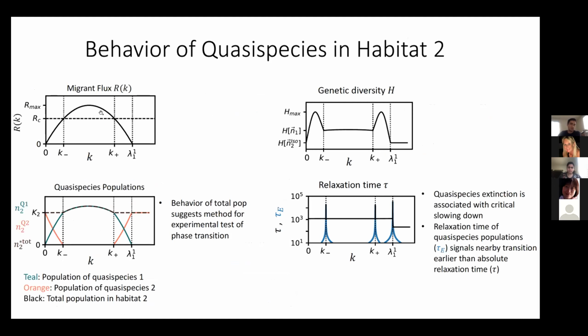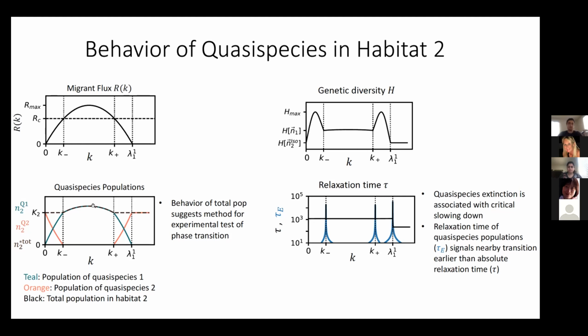This is the plot for the flux we were just looking at, but here summarizing the total populations of the different quasi-species. So on the x-axis is migration rate. For zero migration rate, this orange curve, which is the population of quasi-species 2, the one native to habitat 2, the entire population is just the native quasi-species. But when k is increased, that native quasi-species begins to coexist with the non-native quasi-species, indicated in teal, due to the migrating population. And eventually, for high enough k, the native quasi-species goes extinct because it's replaced entirely by the non-native quasi-species. And then again, if you increase k even further, the same thing happens in reverse.